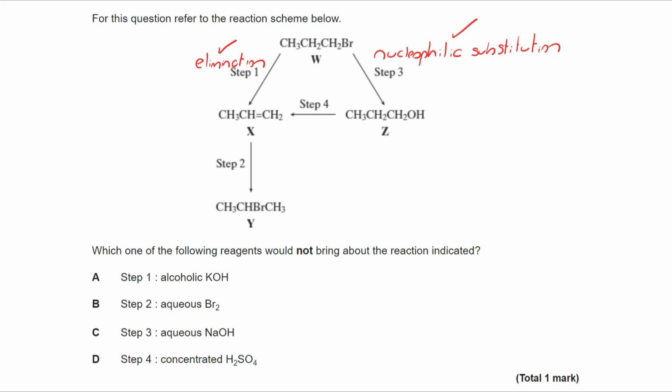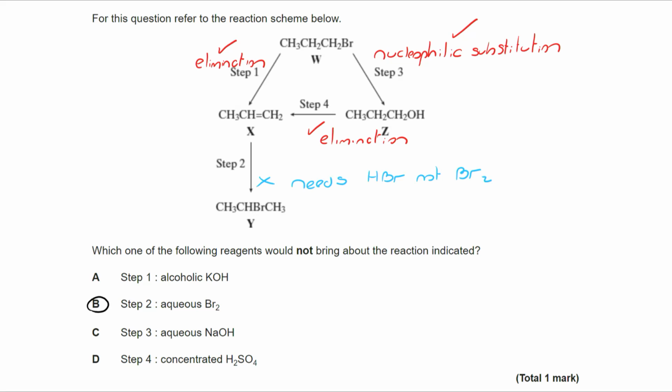If I move across to step 3, I'm going from a haloalkane to an OH. That's nucleophilic substitution. So in that, I'm using aqueous hydroxide ions. In this case, aqueous NaOH, that works. And if I go from an alcohol to an alkene, that is elimination. And concentrated sulfuric acid is a very good dehydrating agent. So that leaves us with B.